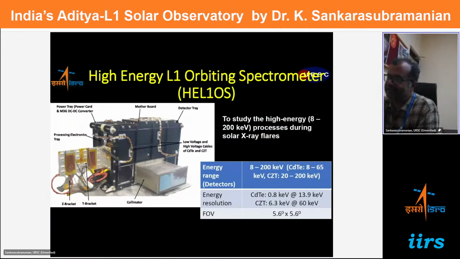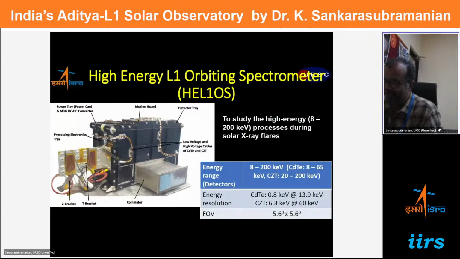While SoLEXS covers 1 to 20 keV, HEL1OS, which is a high energy instrument, covers 8 to 200 keV. So we have two instruments. Combine them, and you get the energetic events all the way from 1 keV to 200 keV.